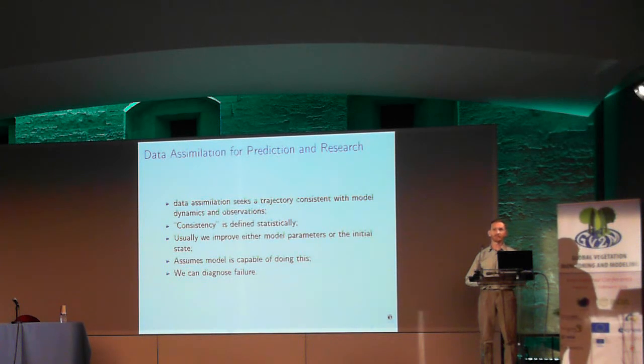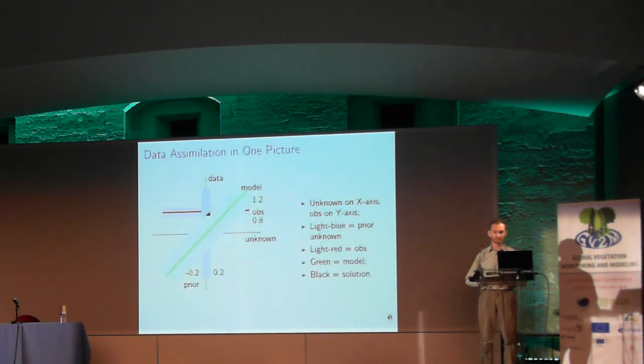And usually we're aimed at improving either parameters of the model, so some constants we don't know in the model, or often, as in weather prediction, the initial state. Now, all of this assumes that the model is actually capable of doing this. We can almost always get an answer. It's a difficult problem to know whether the answer is worth having. And the good thing is we can usually diagnose whether we've failed.